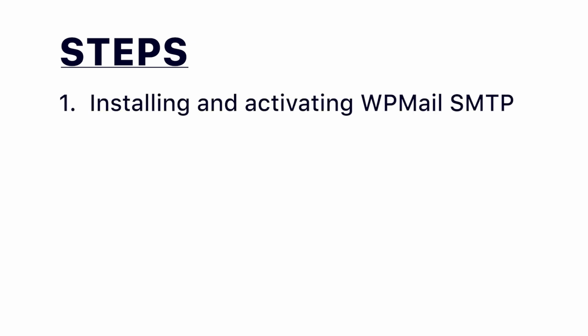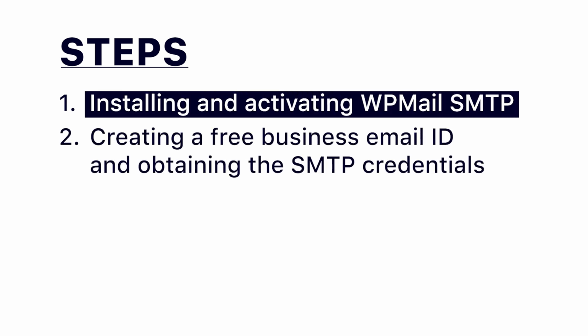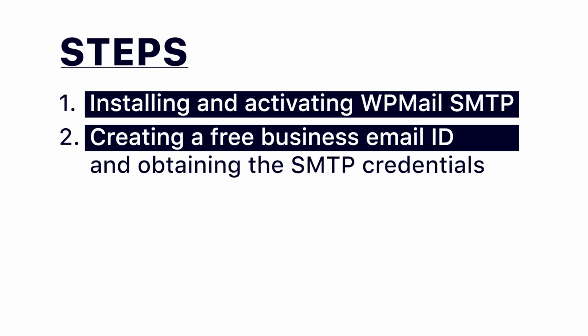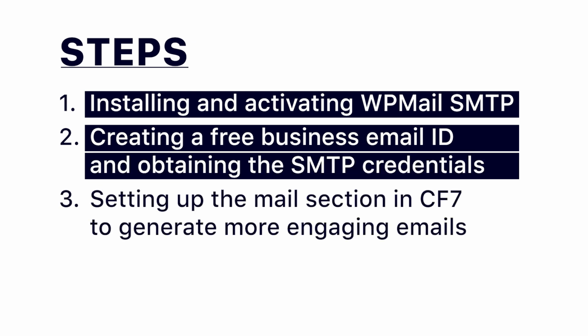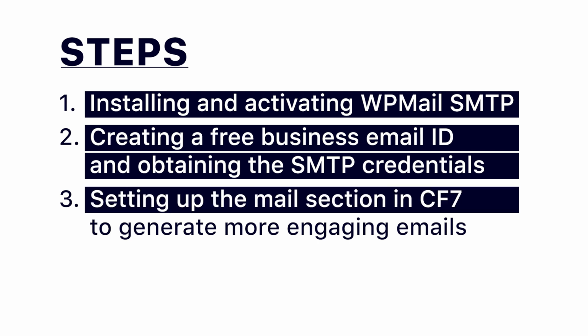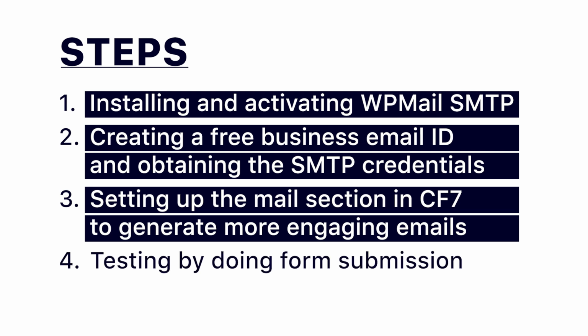For that, we'll be following these steps. So firstly, we'll install and activate the WP SMTP plugin. Then we'll create a free business email ID connected to our web host and obtain the necessary credentials such as SMTP host, port, username, password, etc. Then we'll set up the mail section in our CF7 contact form to generate customized and more engaging mails. Lastly, we'll do a demo form submission from our website to check if everything works as expected. So let's get started.